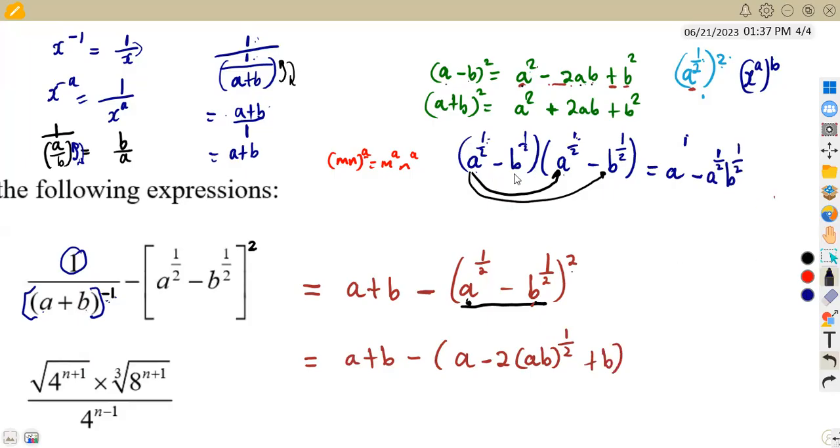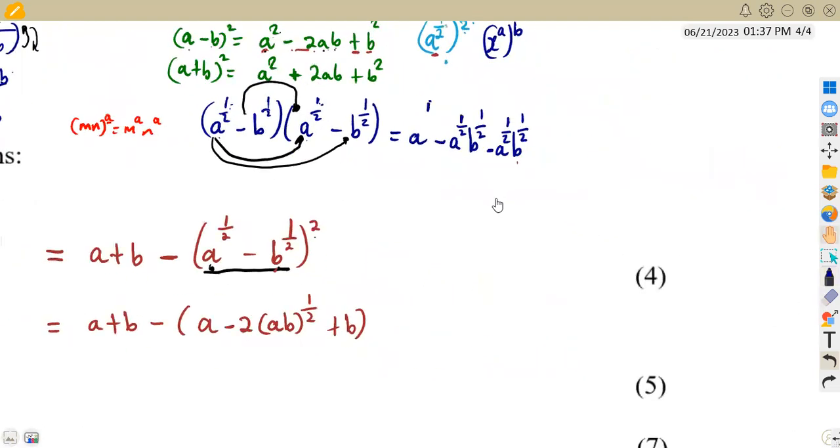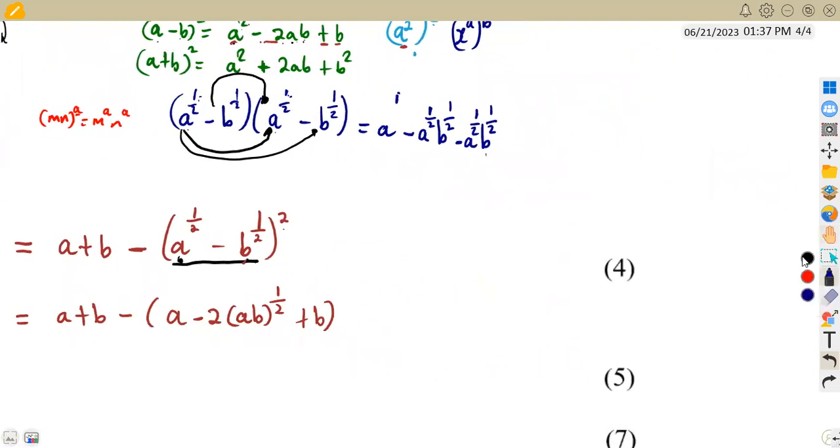We are done with a. We move on to b. So this is minus b to the exponent of a half times a, which is going to give us minus a to the exponent of a half, b to the exponent of a half. The same concept here. We multiply the last part, minus b to the exponent of a half times minus b. So it's minus times minus, which is a positive. So that will be positive b to the exponent of a half.